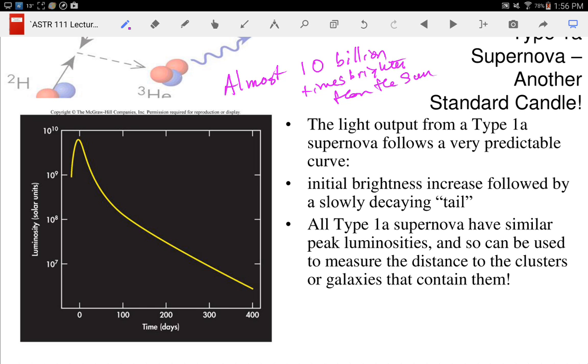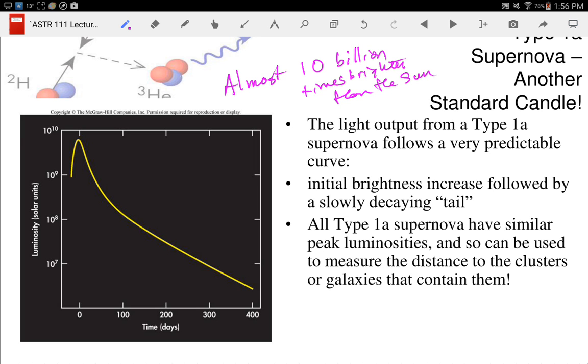They grow in brightness very quickly. You see there, it grows in a matter of, let's say, 10 days to maximum brightness. And then over the course of the year, it fades away. So they are very distinctive.